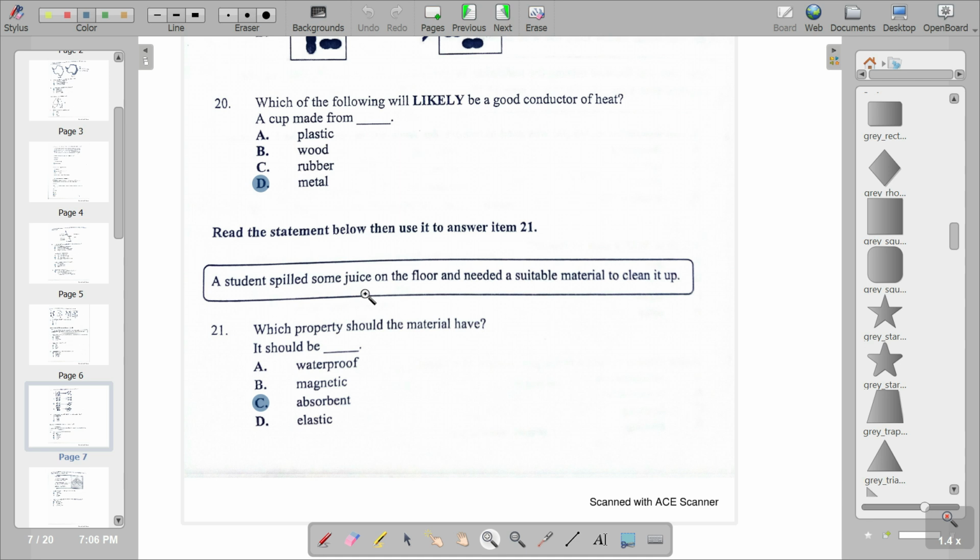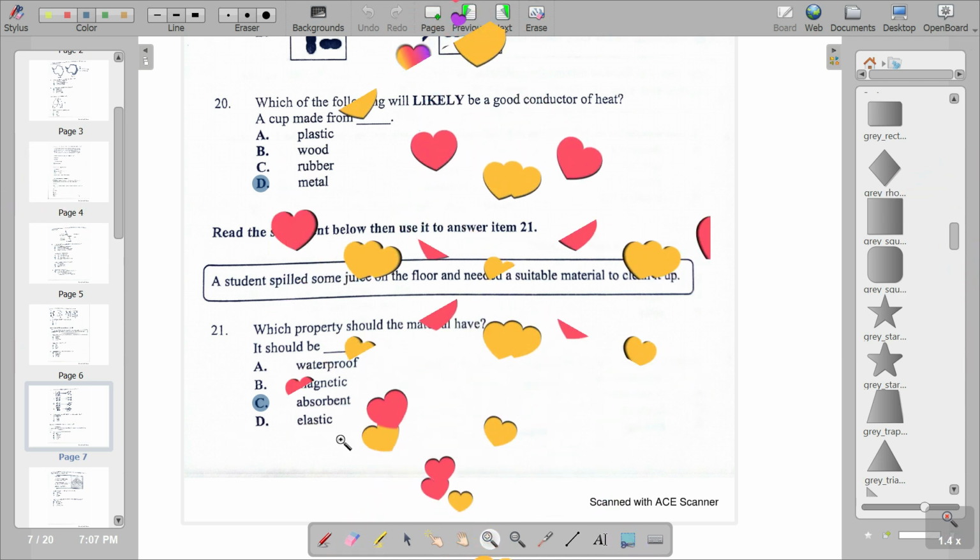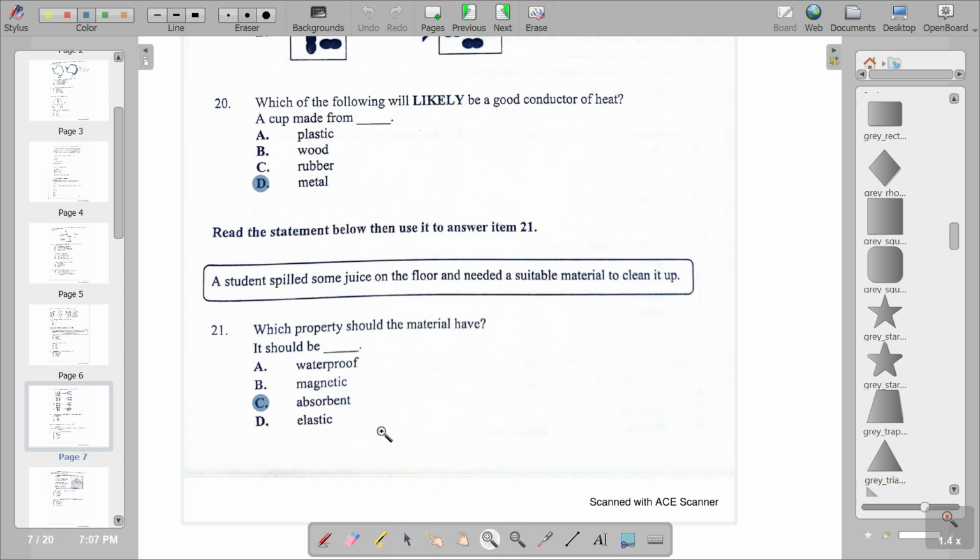Read the statement below, then use it to answer item 21. A student spilled some juice on the floor and needed a suitable material to clean it up. Which property should the material have? Waterproof? If it's waterproof, it's going to bounce the water off. If it's magnetic, that won't help. Absorbent, yes, it should be, so it can absorb the liquid. So I chose C, not elastic. All right, so let's move on.